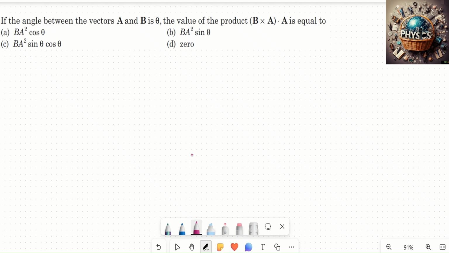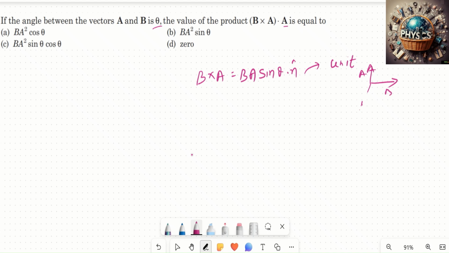If the angle between two vectors A and B is theta, the value of the product (B cross A) dot A is to be found. We know B cross A is BA sine theta into n cap. What is n cap? N cap is a unit vector which is perpendicular to the plane containing A and B. So this is A and this is B, and the perpendicular should be somewhere like this.